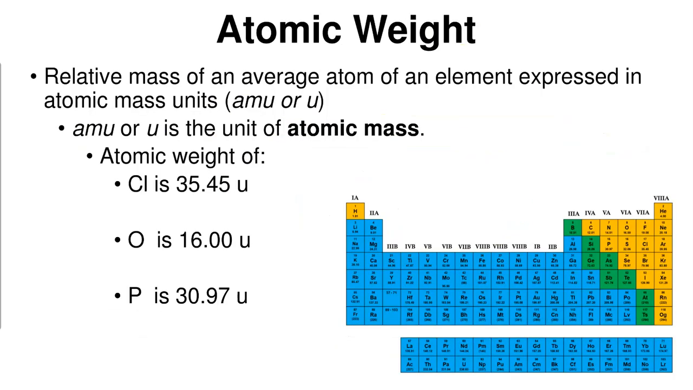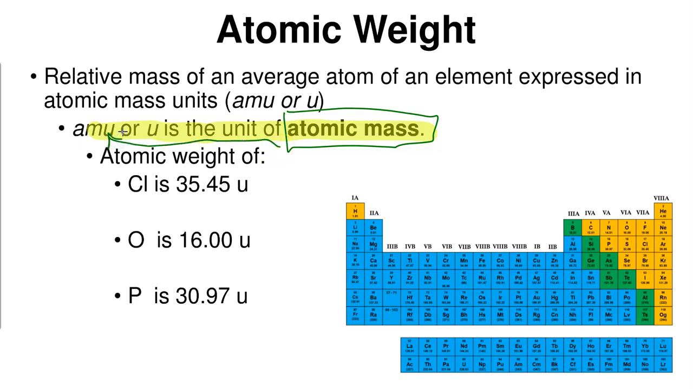So the atomic weight is just the relative mass of the average of all the elements expressed in that atomic mass unit. So if you have your periodic table very close, I want you to look at it. Take a look at your periodic table now. So the AMU, or the atomic mass unit, is the what? Is the unit of atomic mass. So the atomic mass itself is actually measured in AMU or U.